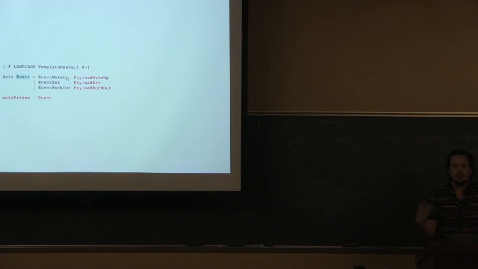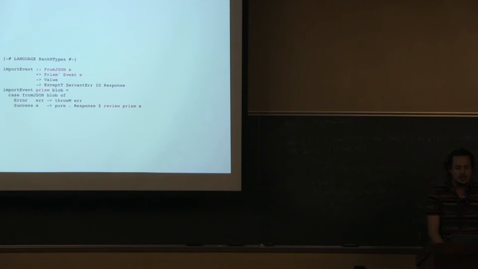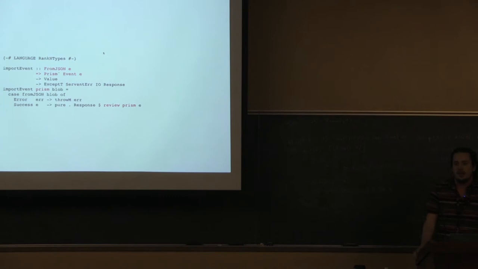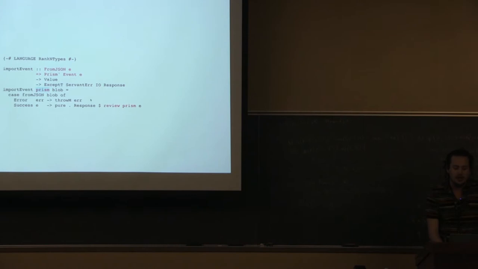So I've changed that type, so I need to change my endpoint, right? Now my endpoint takes a prism from an event to an E. And I say that I have some from JSON E, right? I know how to deserialize an E. I don't know what E is, but I don't really care. I know how to get from an E into an event, right? So I take this prism, and I do my old logic. And now I have some E here, right? I don't know what this thing is. It's of type E. But I don't care, because I can push it into an event. And so I use review through my prism. That pushes it through the prism, and now I have an event that was generated from this thing.